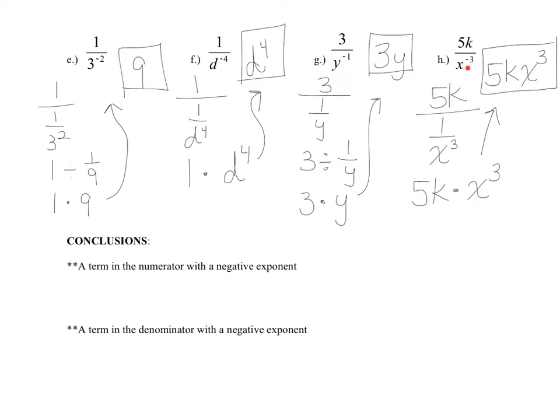And where do they end up in my final answer? They end up in the numerator, but now they are positive. When we simplify negative exponents, pretty much we're just putting them on a different side of the fraction bar. So, conclusions. When a term is in the numerator with a negative exponent, the whole point of moving it is that we want it to become positive. So I'm going to say a term in the numerator with a negative exponent becomes positive in the denominator.